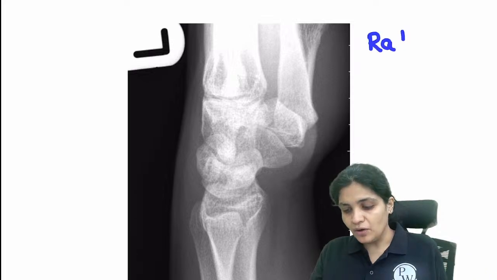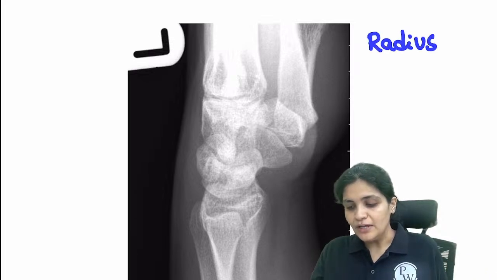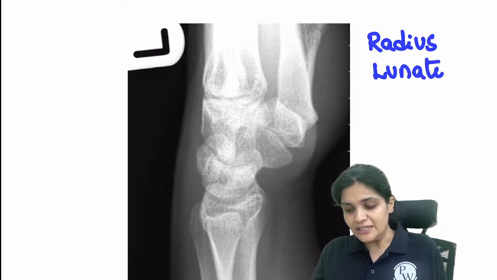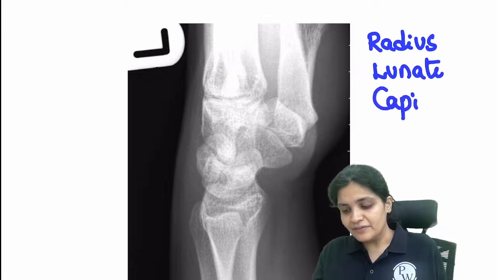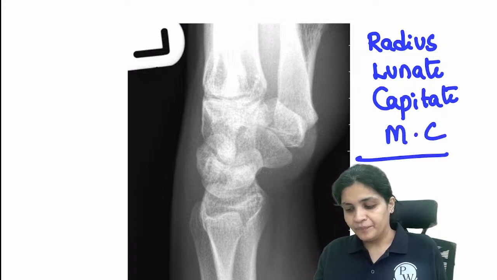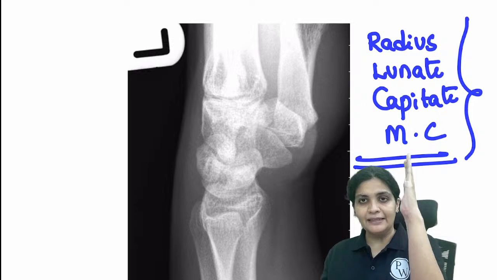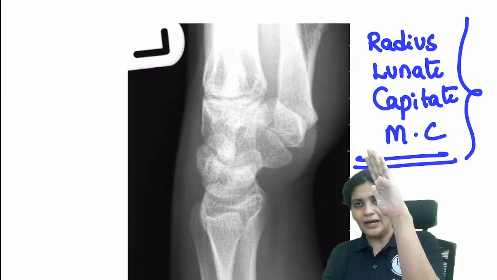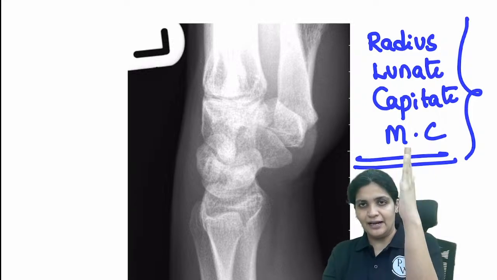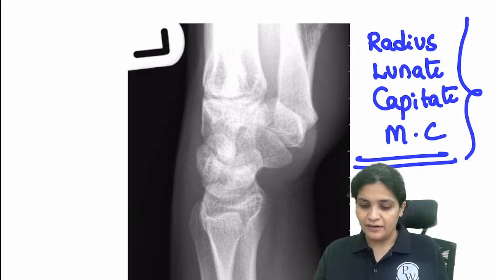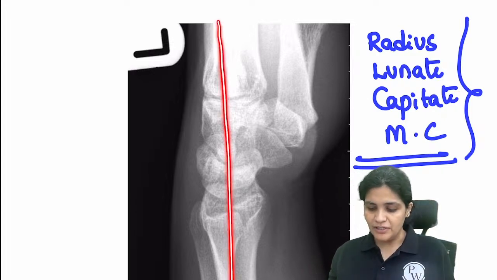So what you see on the lateral view: the radius, the lunate, you can see the shape of the lunate. Above that is the capitate and the metacarpal. If you take a true lateral view, true meaning it should be exactly lateral like this, no overlapping, not some oblique view like that, then you will see something like this on the straight line.